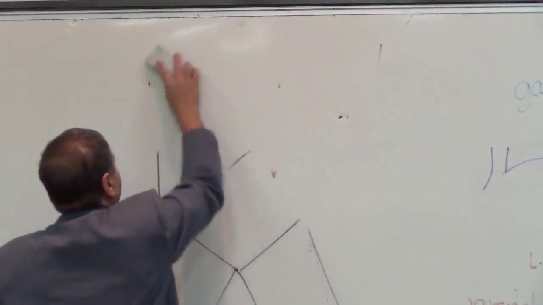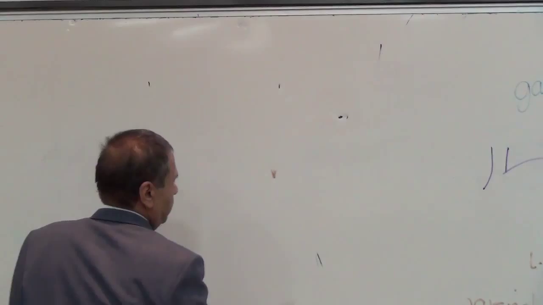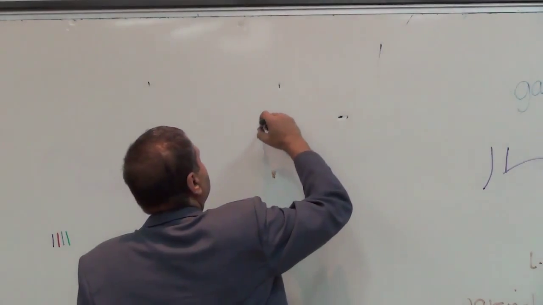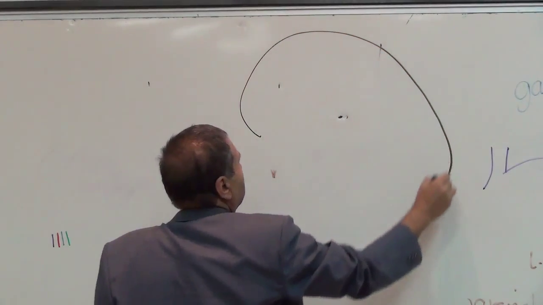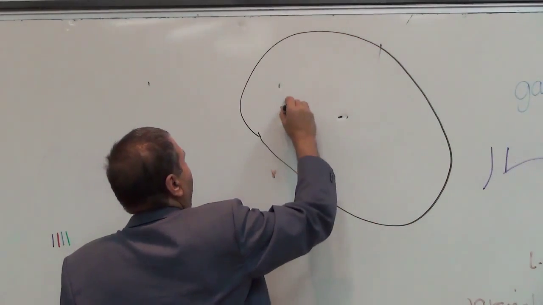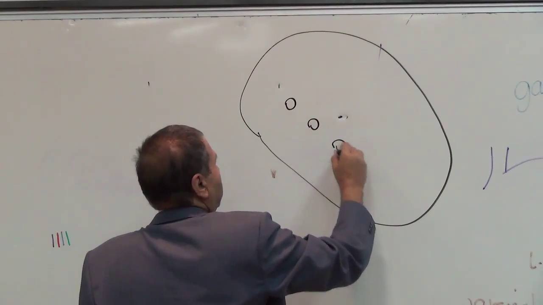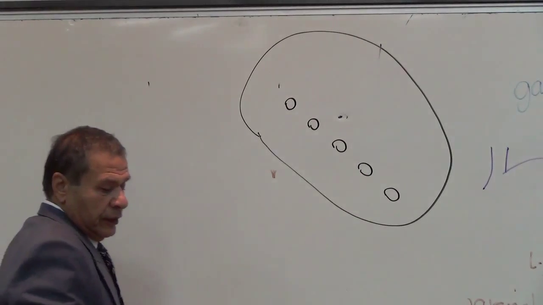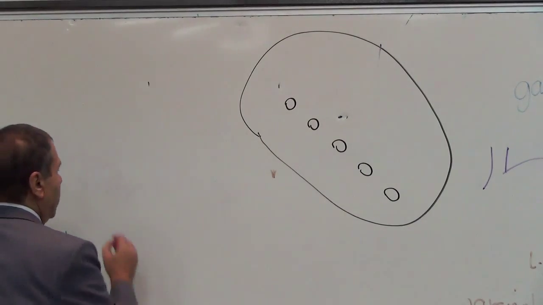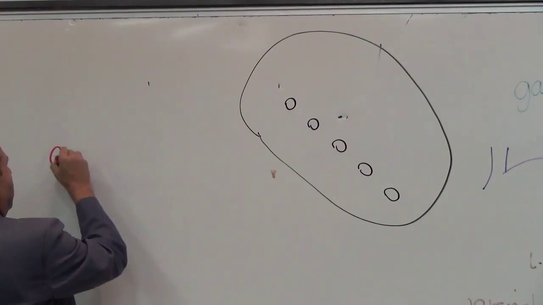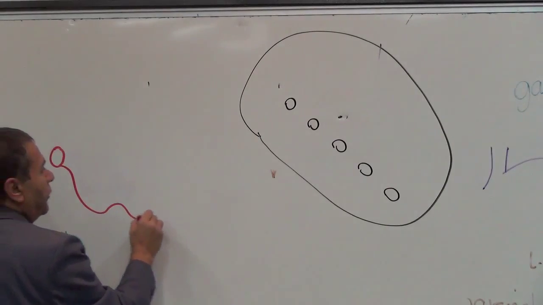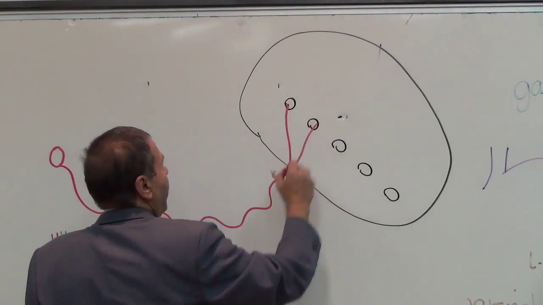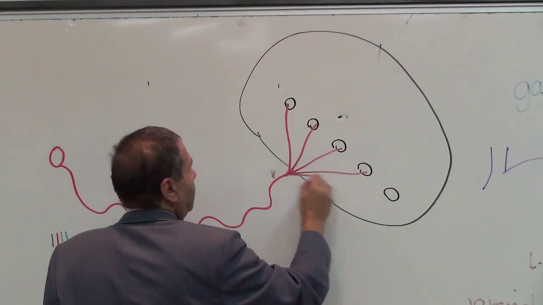The blood supply of the spleen. If this is the spleen and this is the hilum of the spleen, the artery is the splenic artery. The splenic artery is a tortuous artery. It arises from the celiac trunk and passes on the upper border of the pancreas. When it reaches the hilum, it divides into 5 to 6 branches to enter the spleen.